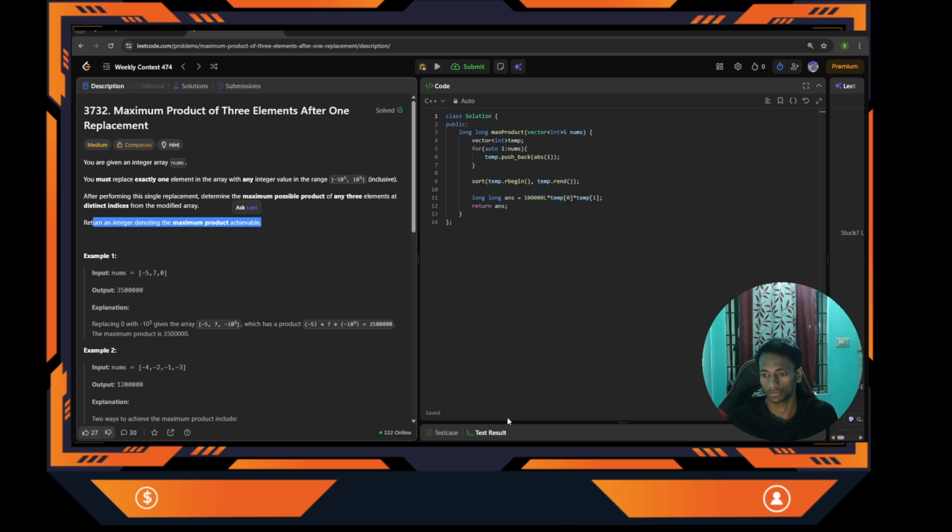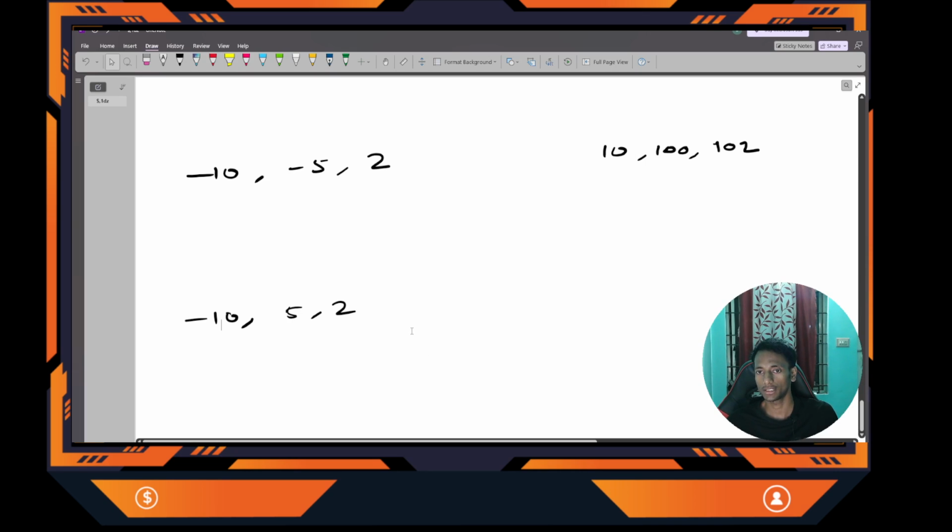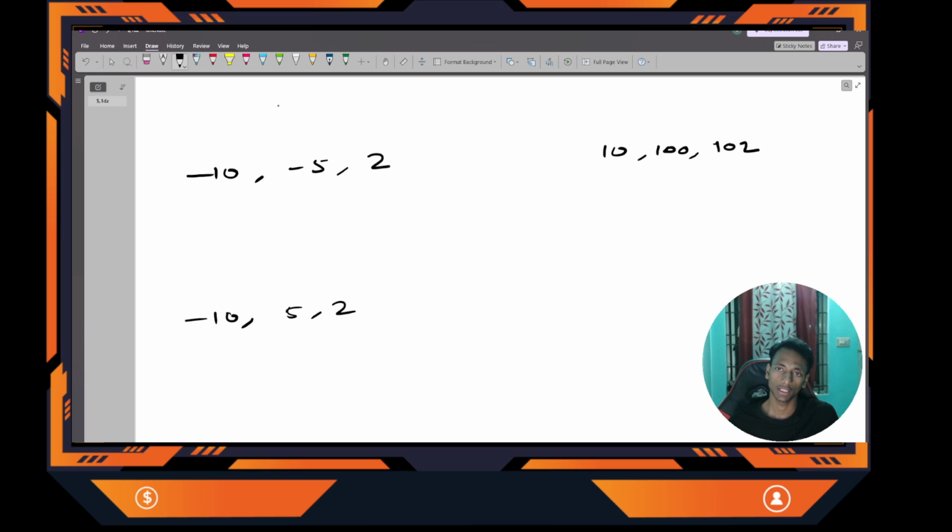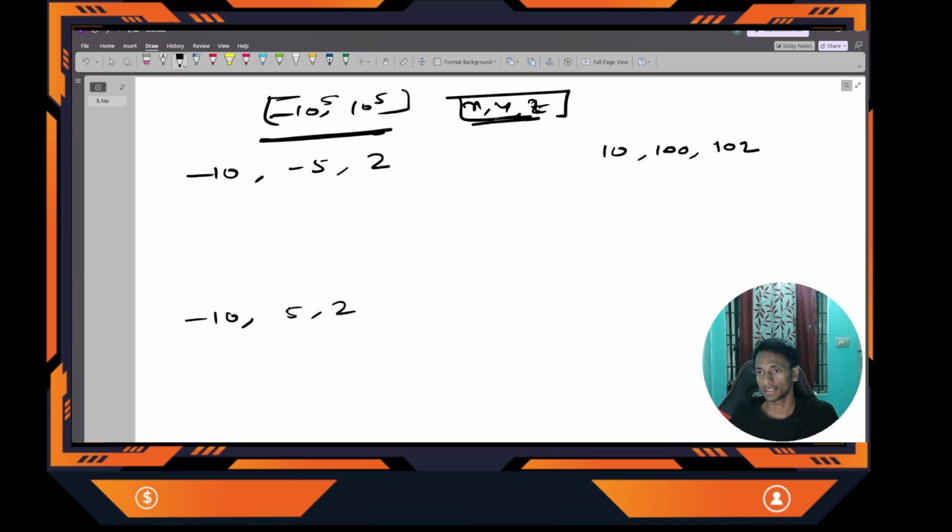So what they are trying to say is that we have an input integer array. Now we have to modify one number. We can modify any element, but exactly one element I have to modify. It can be changed to any number between minus 10 to the 5 and 10 to the 5, right? Now after performing this operation, I have to find the maximum product of three numbers I can achieve, something like x, y, z. So x into y into z is the maximum product I can achieve after performing this operation.